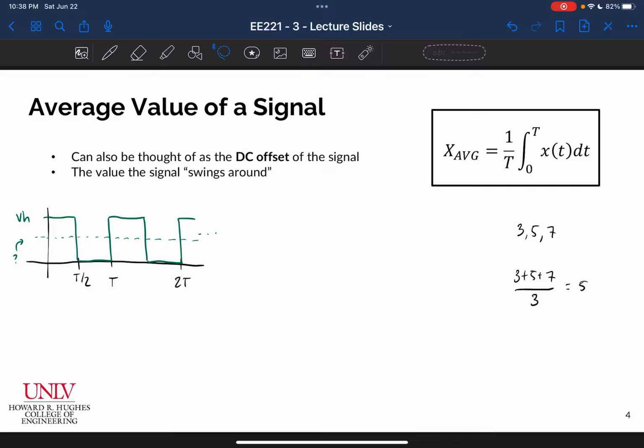Well, when we find the average value of a signal, we do something very similar, except it's a continuum, right? So we have an infinite number of values that we're adding up. That's what an integral is, right? It's summing all the values from 0 to T of my signal, and then it's going to divide them by T, which is the period. So this is how you find the average value of a signal.